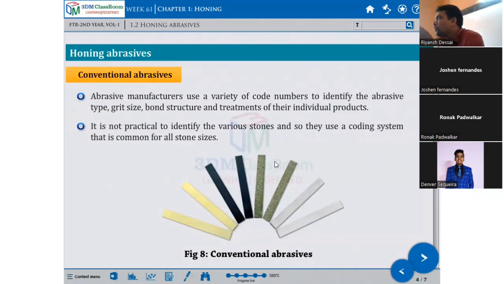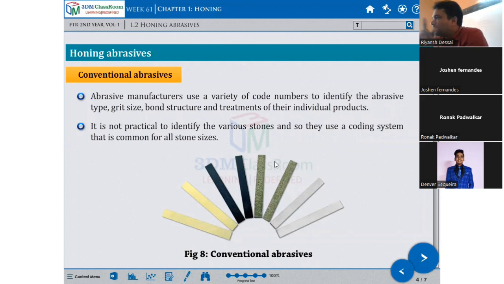So yesterday we stopped up to here. What are different honing sticks and honing abrasives? The abrasive manufacturers use a variety of code numbers to identify the abrasive type, grade, size, bond structure, and treatment of that individual product.